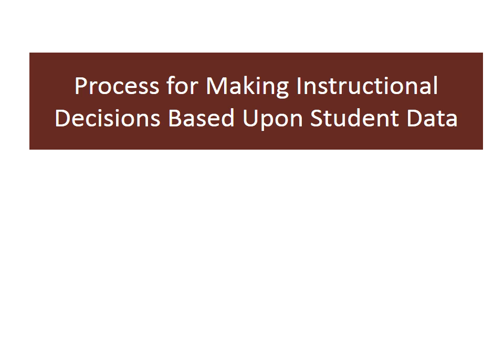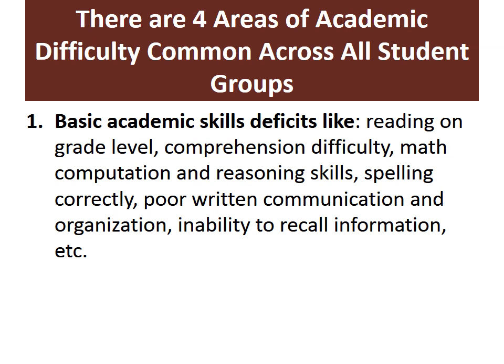We're going to discuss these topics based on a framework for making instructional decisions based upon student data and what we know about students' learning characteristics. There are 4 areas of academic difficulty common across all groups of students. This is helpful because it's easier to make accommodations when you understand that students are more alike than they are different. So when deciding how to make accommodations for students in terms of their behavioral and academic needs, the first thing you're going to do is look at their basic academic skills.